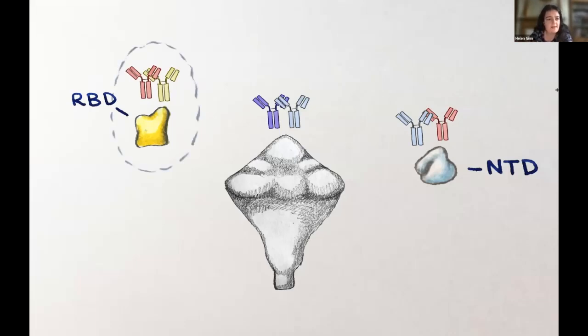We're very interested in the ones which bind to the receptor binding domain, because these ones are the most likely to actually give us neutralization capacity against the virus, where the antibody can prevent the virus directly from binding to a human cell.